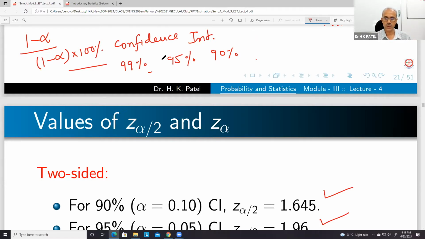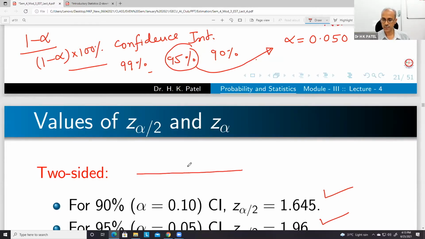Suppose we want 95% confidence interval, then our alpha would be 0.050. Let us discuss only two-sided confidence interval and two-sided hypothesis test. So this alpha is equal to 0.050. In case of two-sided, we use this geometry.